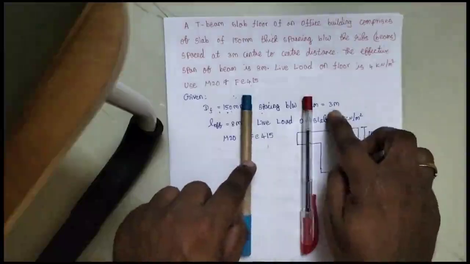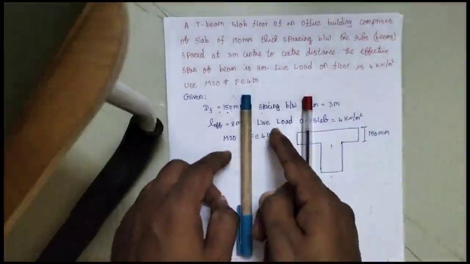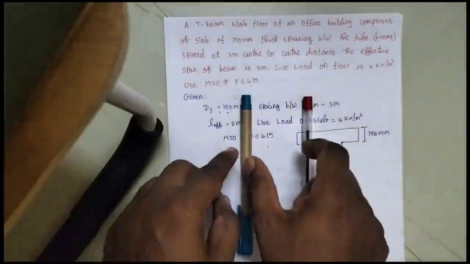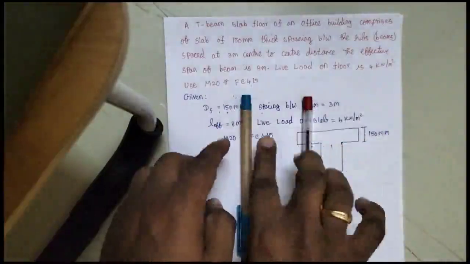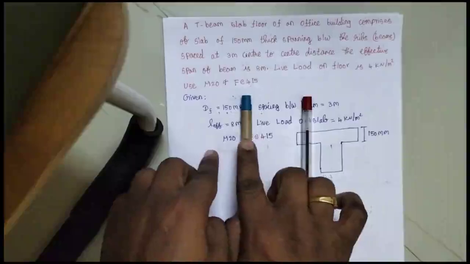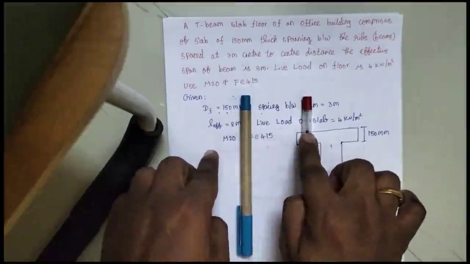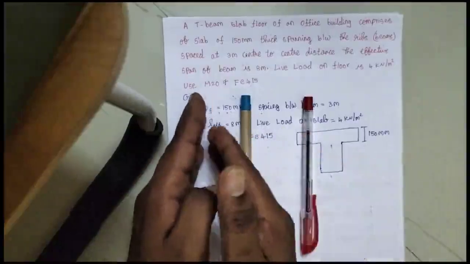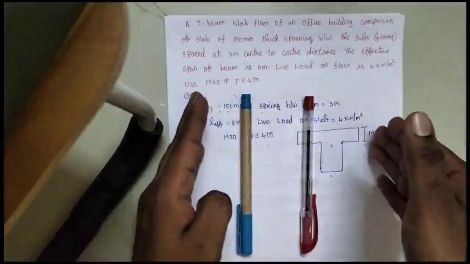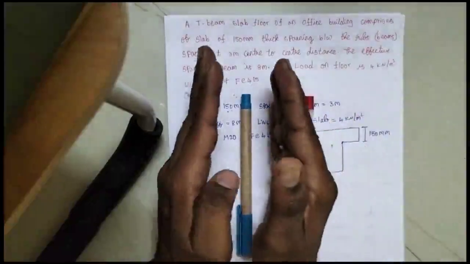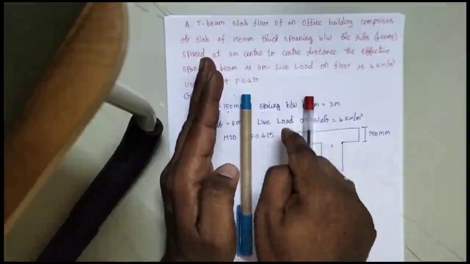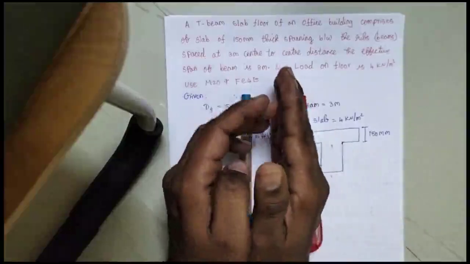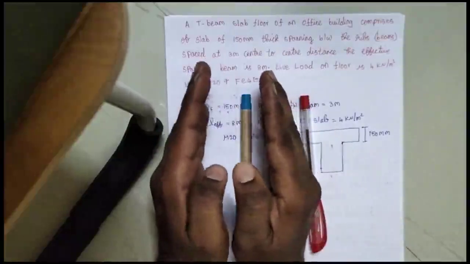and the distance between these two beams is 3 meter. As we know, when the load acts on this particular region, half of the load in this region will come to this beam, and half of the load will come to the other beam, and on this side also half of the load will come to this beam, and half of the load from this side will come to this beam. That means if we are considering this region, the distance between the beams is 3 meter, so half is 1.5. Here also the half distance is 1.5.